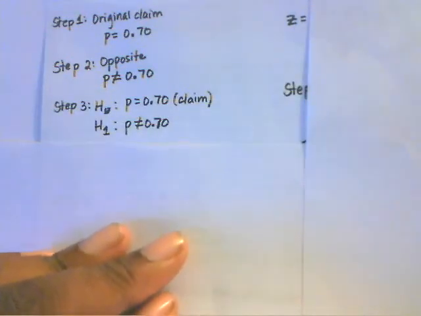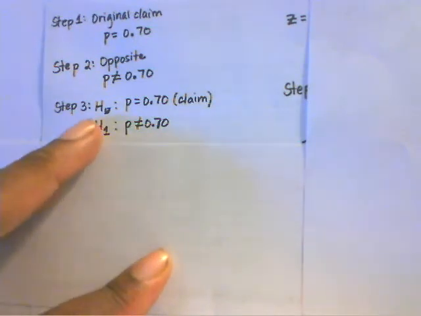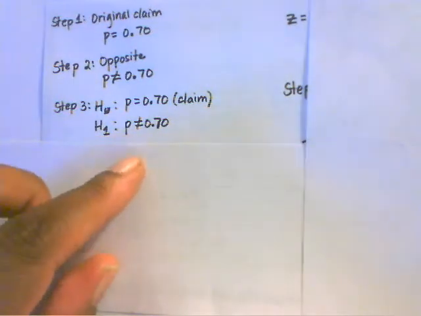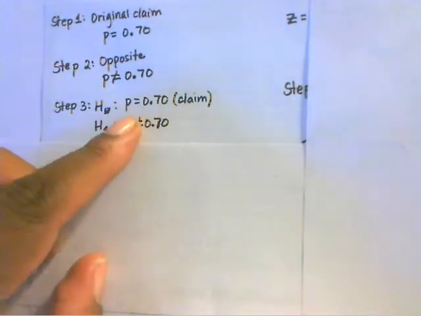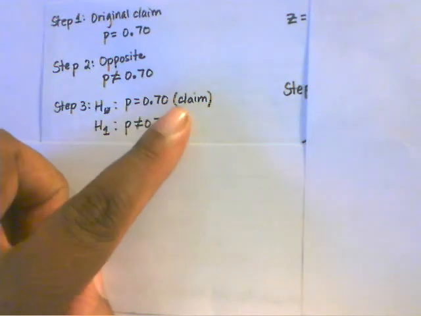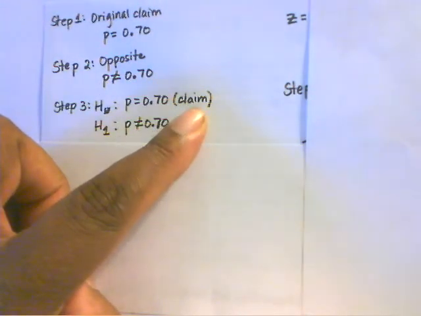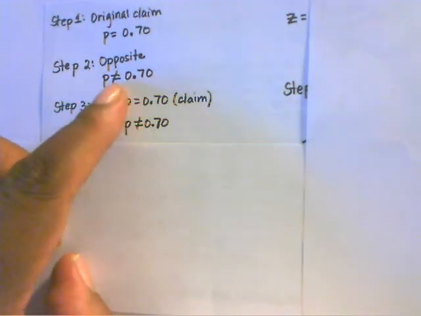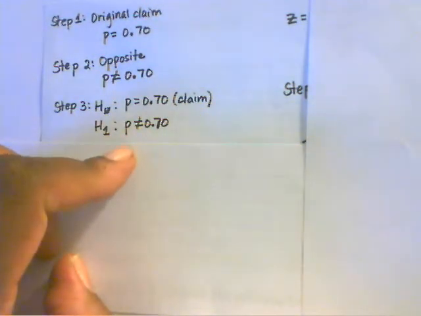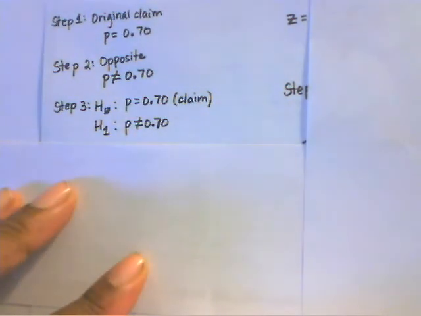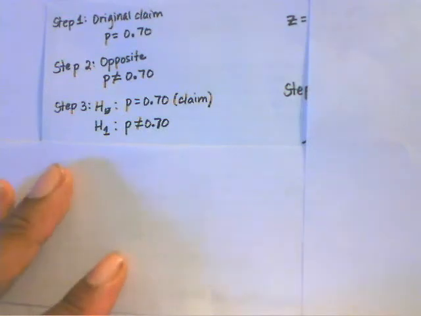Step number 3. From that, you're going to write your null and your alternative hypothesis. In this case, the null has the equal sign in it. So that's P is equal to 0.70, which is also your claim. So I wrote the word claim next to the null hypothesis. And then the alternative hypothesis has the not equal to. It doesn't have equality, so P is not equal to 0.70. That's your alternative hypothesis. That's step number 3, just writing the null and the alternative hypothesis.